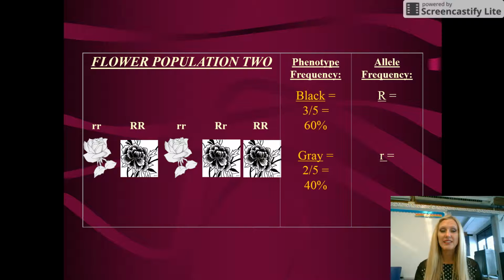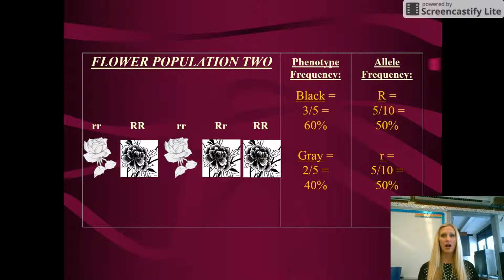What you should find is that there are 5 capital R's out of the total number of alleles. So about 50% of this population has capital R. And same thing, about 50% of this population is lowercase r for our allele frequencies. So you notice phenotype frequencies and allele frequencies don't always match up.